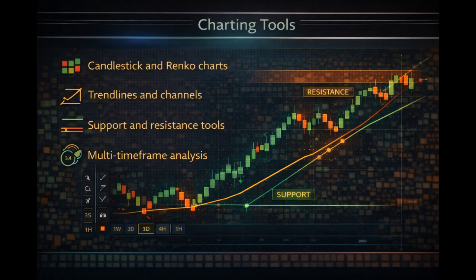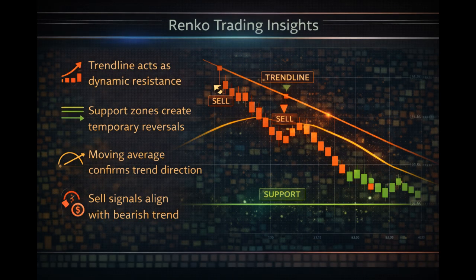Key lessons from the chart. This Renko chart demonstrates several important trading concepts. 1. Trend identification. Renko charts clearly reveal the dominant market trend. 2. Trend line resistance. Descending trend lines act as resistance levels where sellers enter the market. 3. Support levels. Support zones can temporarily slow down price declines. 4. Pullbacks in downtrends. Even during strong downtrends, the market produces temporary upward movements. 5. Trend following strategy. Trading in the direction of the dominant trend often produces higher probability trades.